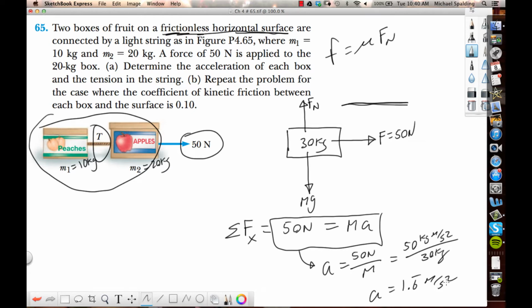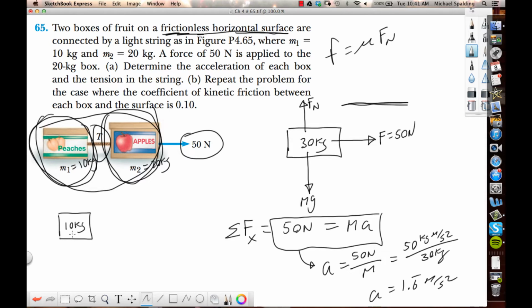Okay? And now that we know that acceleration, what we can do is come back here and find tension. Right? So to find the tension in the string, we have to unsimplify. Right? We have to put them back to being two separate masses. So to find the tension in the string, you can either focus on M1 or you can focus on M2. It does not matter. You'll get the same answer no matter which mass you focus on. So which one should we focus on, M1 or M2? Doesn't matter. M1. All right, so here's M1, the 10 kilogram box of peaches.